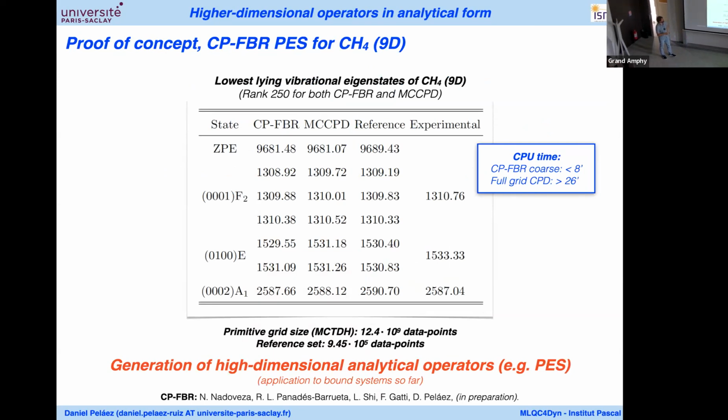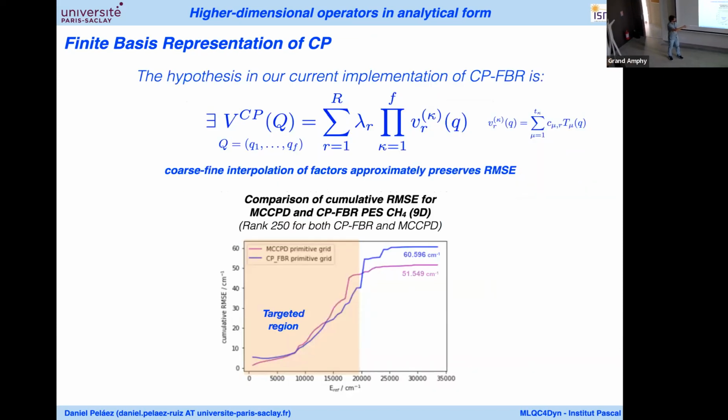So, no, I didn't put it. Sorry, it doesn't matter. Let me come back up to do MCCPD. We do MCCPD on the fine grid, but to do CPFVR, we do it in a coarser grid. So we gain a lot. This can be an important factor.